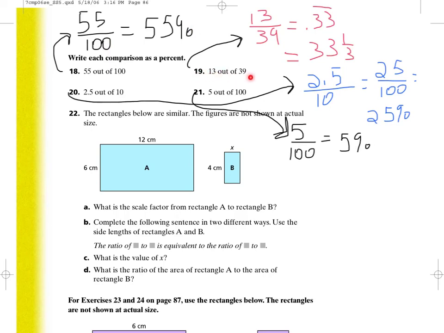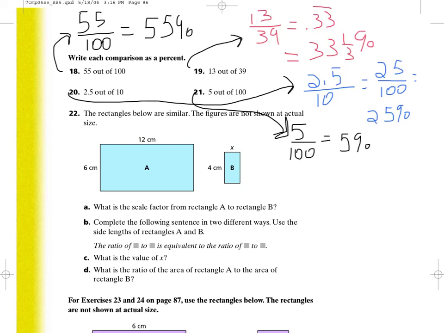Okay, for 19, 13 out of 39. 13 over 39, that's going to equal 0.33 repeating over and over. So that's what this line means, that it's 33 going on forever. So the way that you write that is it's going to be 33 1/3%. Because 0.33333, that's the same thing in fraction form as 1 over 3. So to change a decimal into a percentage, you move the decimal point to the right 2 times, which we did here, and then the rest of it is just 1/3.